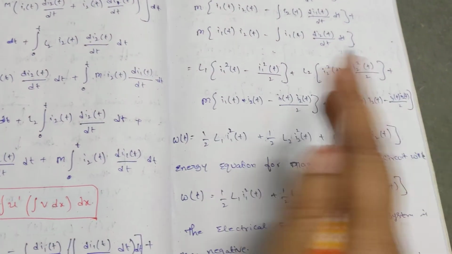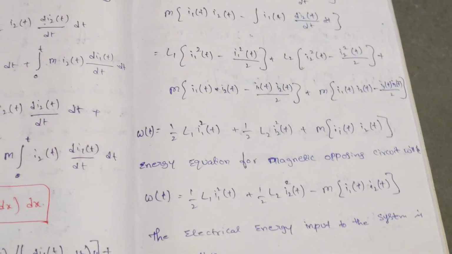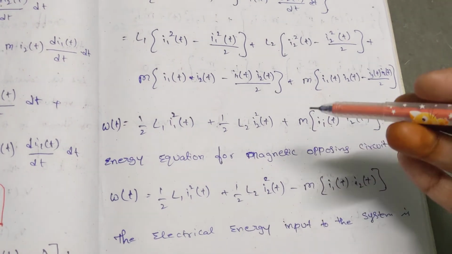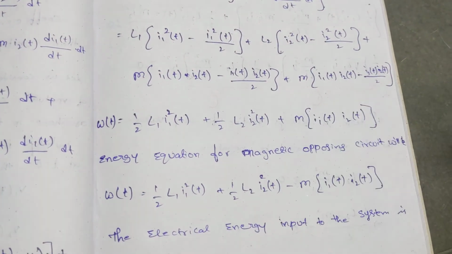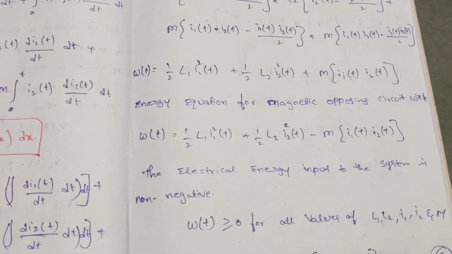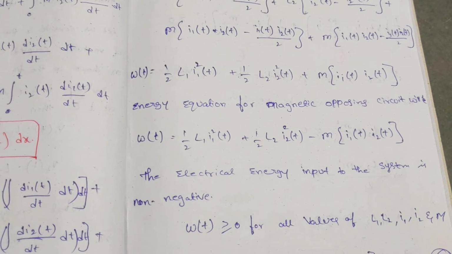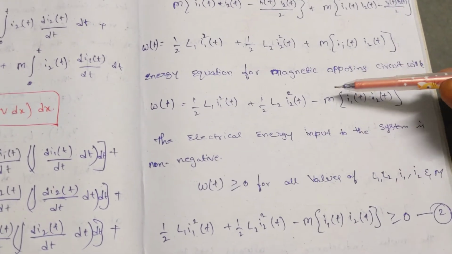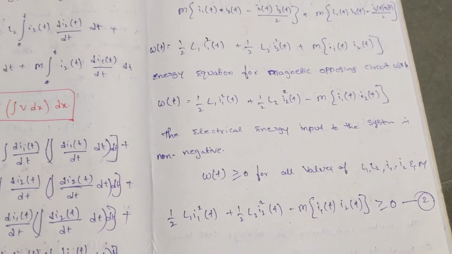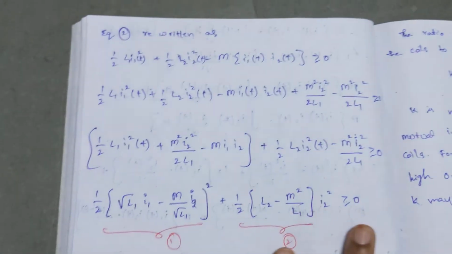All the terms are positive, so there is no need to find out for what value it will be positive or not. That's why I am considering another circuit, the magnetically opposing circuit. Instead of positive M, I am considering minus M. Now this energy is always a positive value for any value of I1, I2, L1, L2 and M. For that reason, this energy equation should be greater than or equal to 0 for any time.